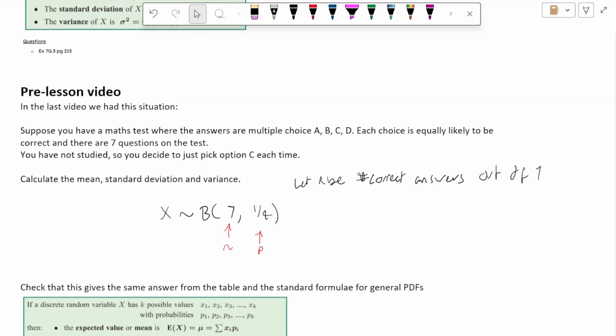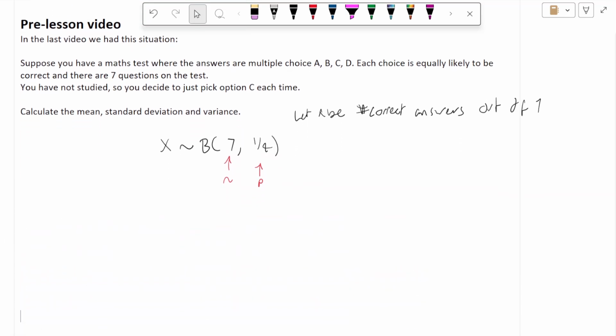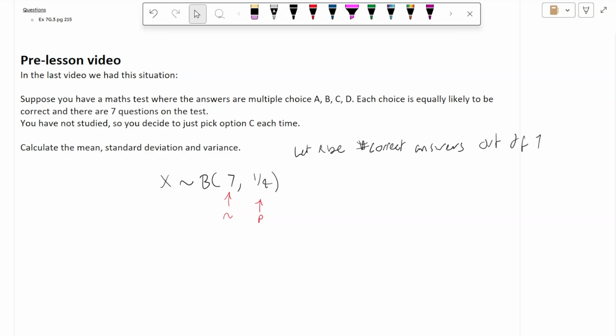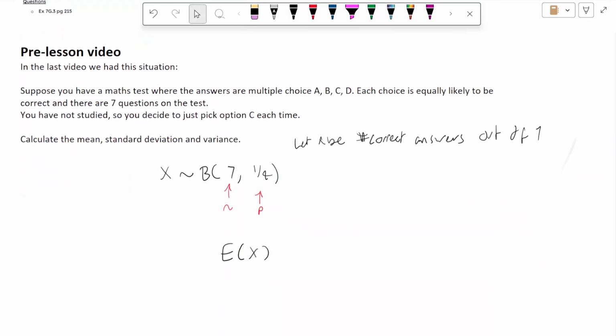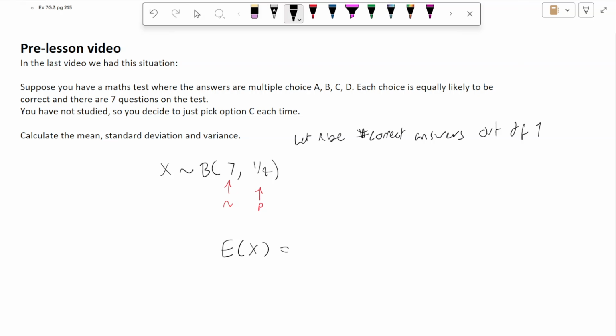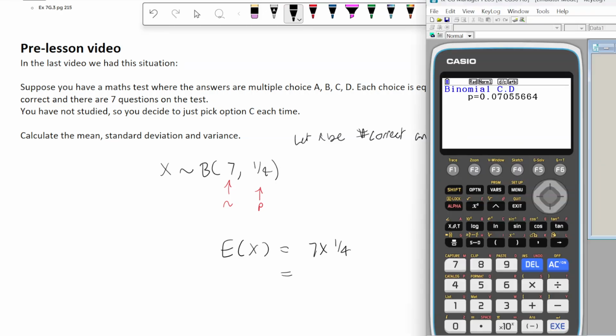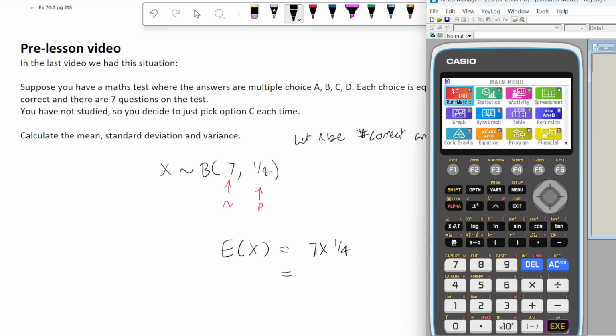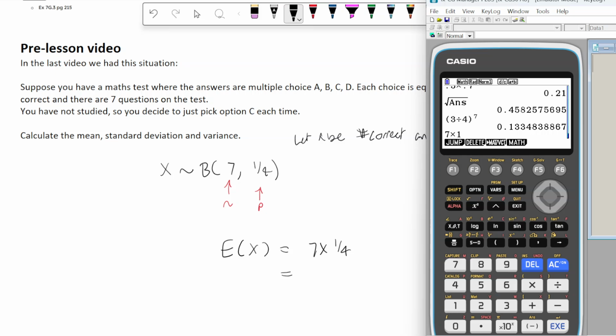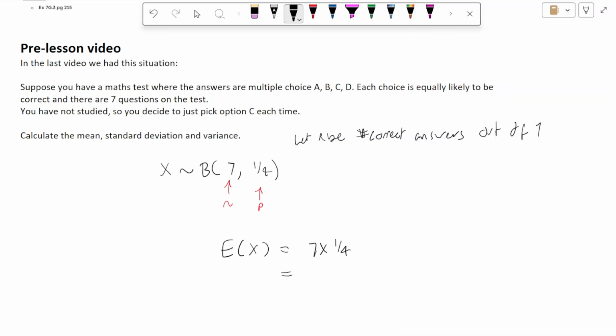Now, I'd encourage you to guess, literally just with your intuition. How many answers would you expect to get right? Quarter chance, there's 7 questions. How many would you expect? That is the expected value, or the mean. I'm hoping that intuition-wise, you would think it's 1/4 of 7, and that would be exactly right. So 7 times 1/4. I'm going to guess 1.75, but let's check. Good, so you get about 1.75 questions right on average.